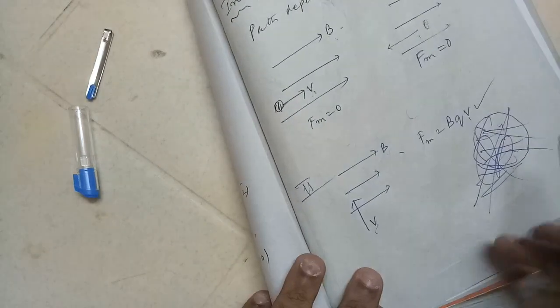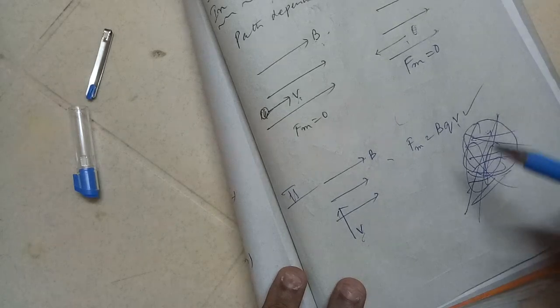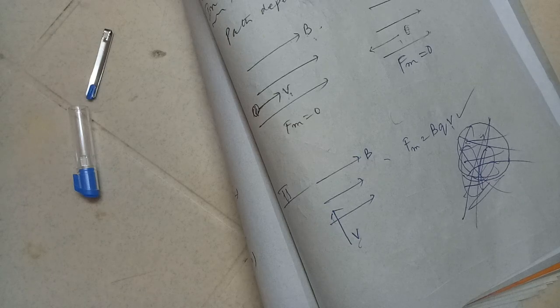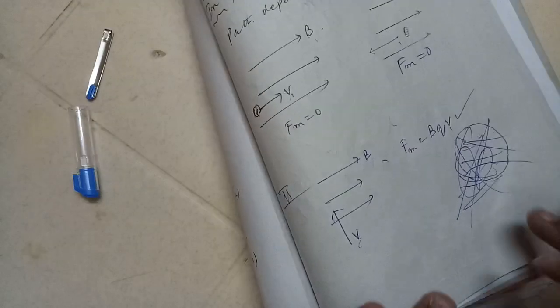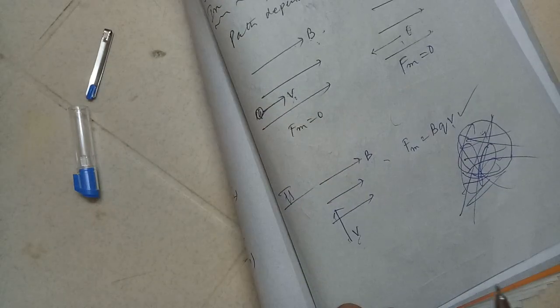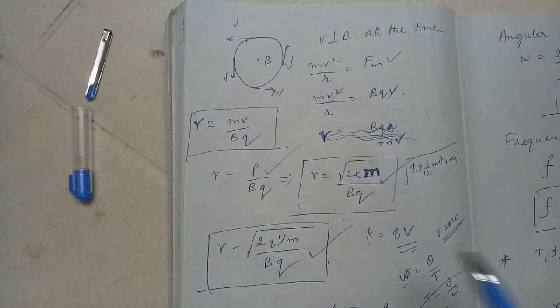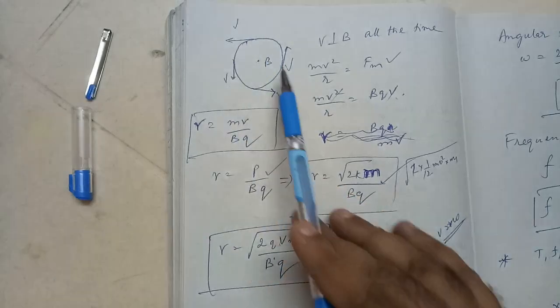So there will be no magnetic force. In the second situation, the v and B vectors can be mutually perpendicular to each other. In that situation, the magnetic force will be BqV, because sin 90 is 1. So when does this kind of situation come? Remember, this v vector must be perpendicular to the B vector all the time. That type of situation will come only when the charged particle is moving in a circular path.